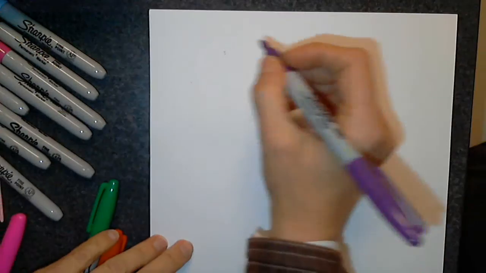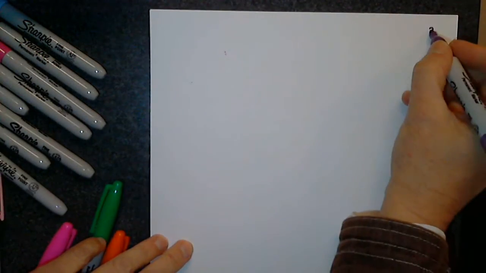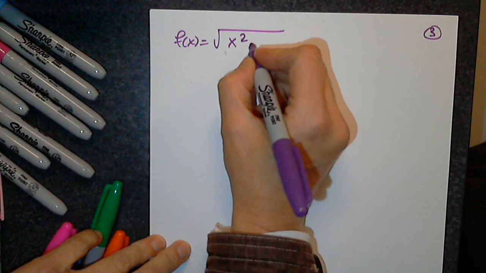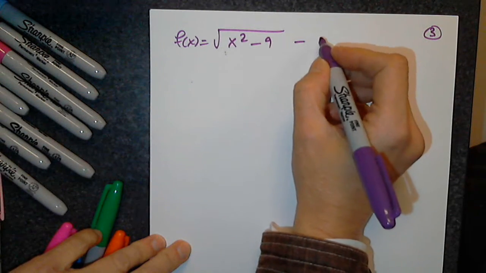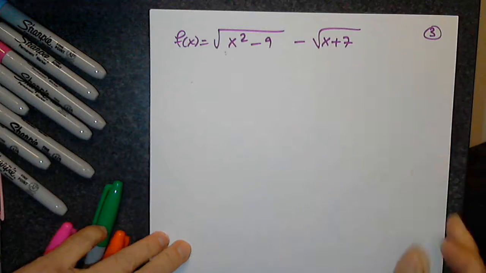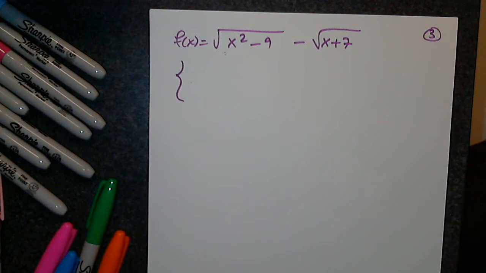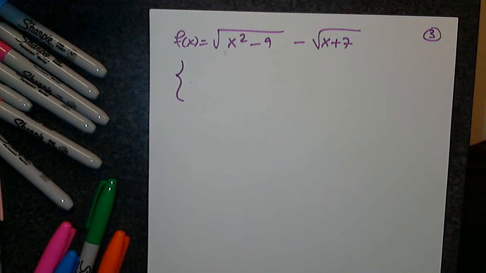Okay, alright, so this is number 8. f of x equals the square root of x squared minus 9 minus the square root of x plus 7. Good. So find the domain of the function. We made one up, yes, but you're right. So you set them under the square root, you set them greater than or equal to 0.